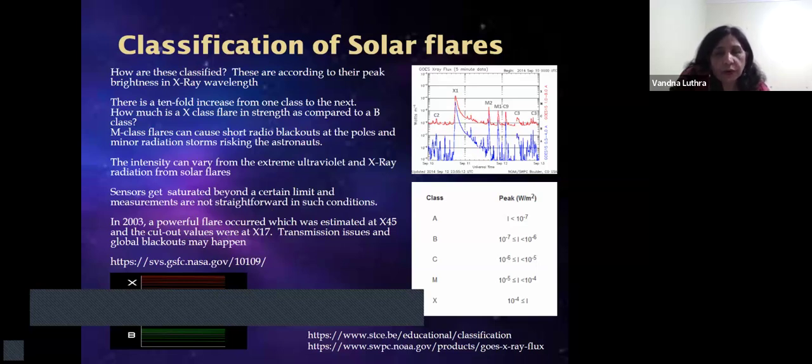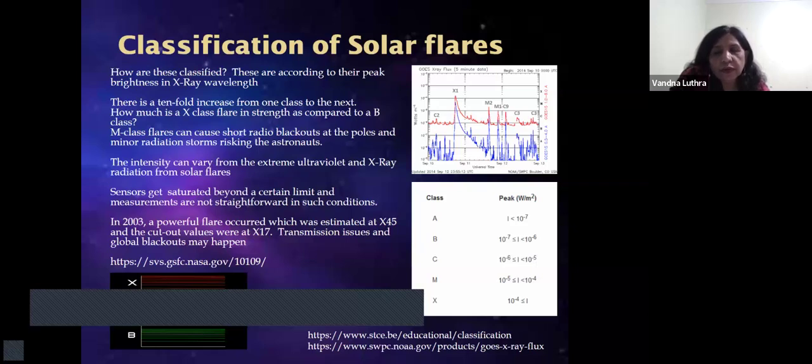So when we talk about the GOES class, these are depending upon the intensity profile, that is watt per meter square. A class flare would be less than 10 to the power minus 7 watt per meter square. A B class is classified if its value is in between 10 to the power minus 7 and 10 to the power minus 6. C class would mean in between 10 to the power minus 6 and 10 to the power minus 5. And if it is in between 10 to the power minus 5 and 10 to the power minus 4, then it is called an M class of flare.